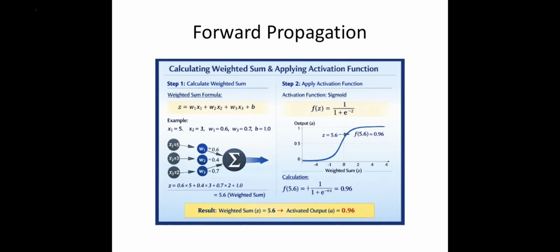Next, forward propagation. Forward propagation is the process of making predictions. Input data flows from the input layer through hidden layers and finally to the output layer. Each neuron calculates a weighted sum of its input and applies an activation function. The final output is the network's prediction. For example, predicting the price of a house based on its size, number of bedrooms, and location.